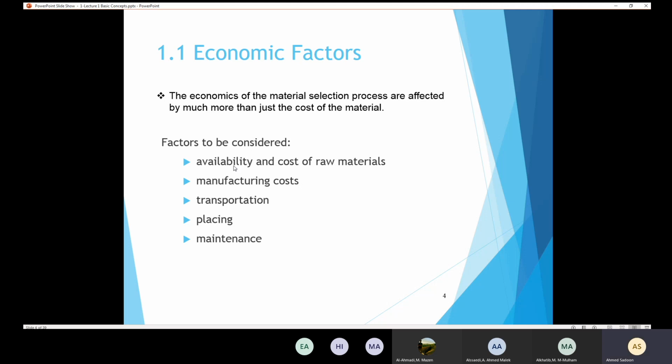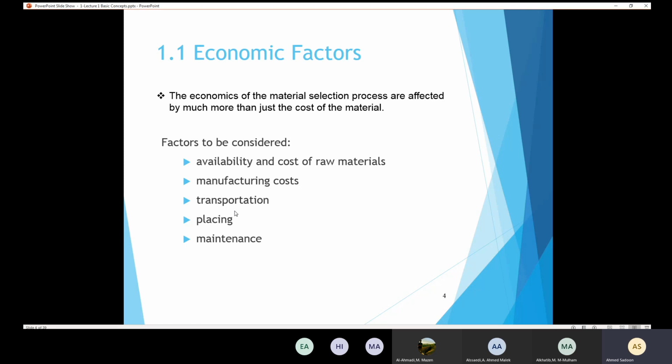Also, the manufacturing costs. Here, maybe you are not going to see workers or laborers who have experience with wood, for example. And also the transportation. Sometimes I'm going to use a certain material, but that material needs to be exported from China or from the United States of America. So that is going to delay my work. Maybe that material is going to arrive within 1 year or 9 months. So the transportation factor is very important.